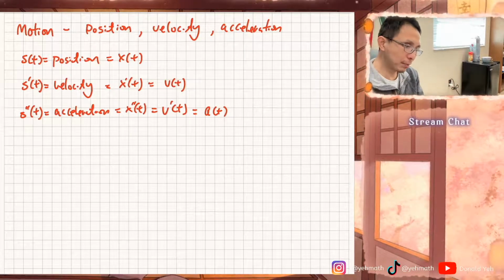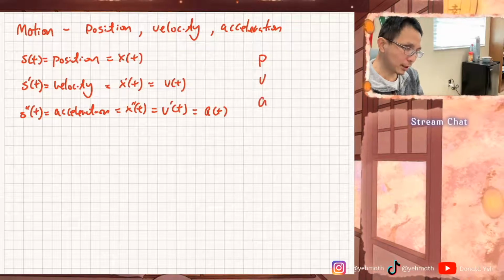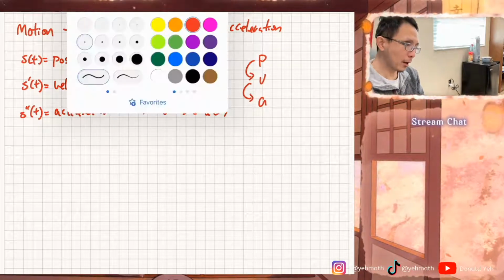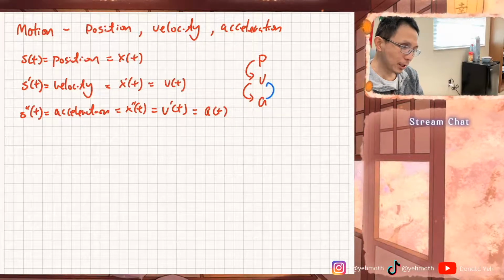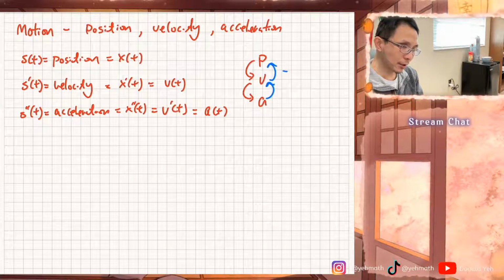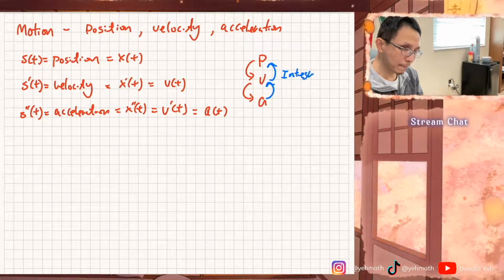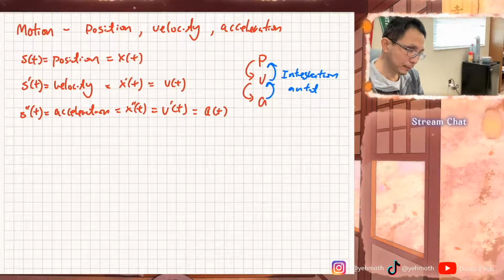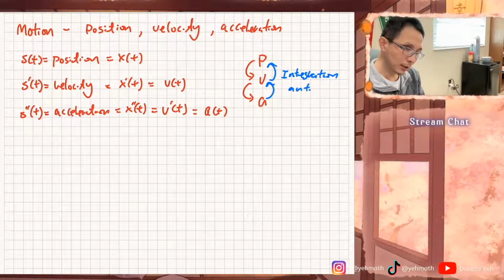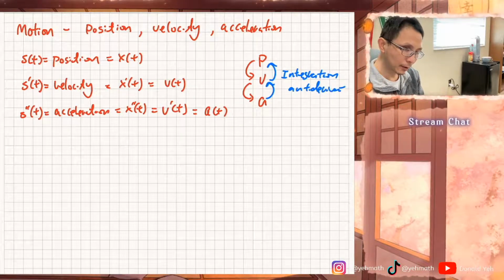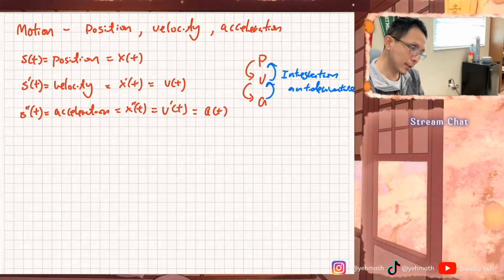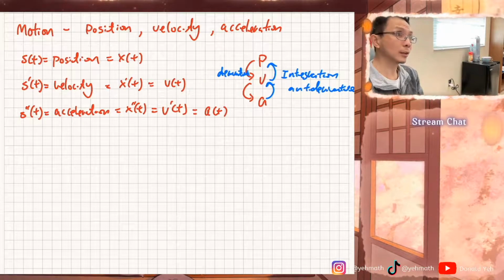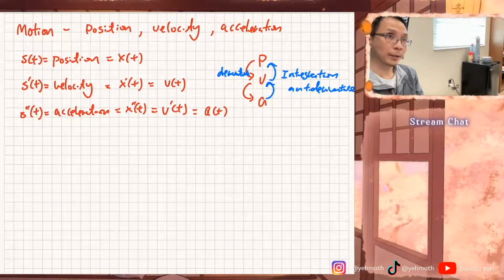So usually it's a PVA. If I take a derivative, it's going to go this way. But now we're going to talk about, can we take integrations? If I take integration, it's going to go this way. So this is an integration or antiderivative. They are the same meaning. And this is the derivative. Okay, this is the derivative.